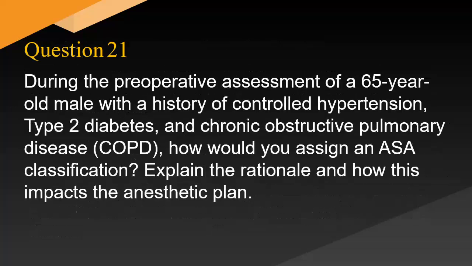During the preoperative assessment of a 65-year-old male with a history of controlled hypertension, type 2 diabetes, and chronic obstructive pulmonary disease (COPD), how would you assign an ASA classification? Explain the rationale and how this impacts the anesthetic plan.